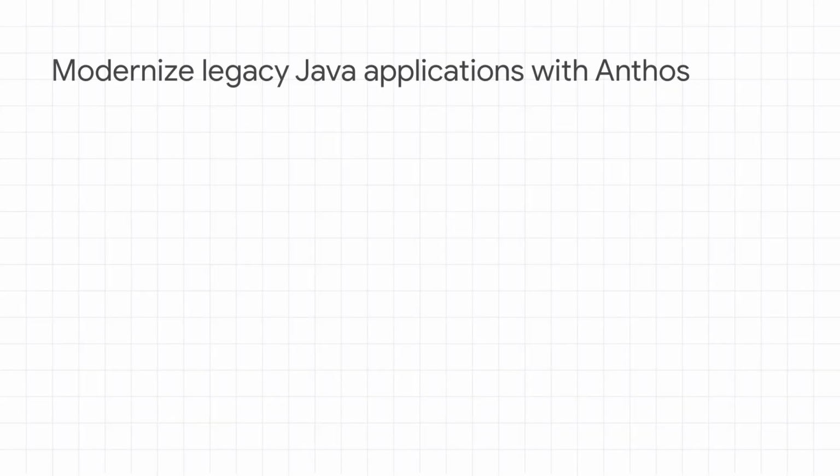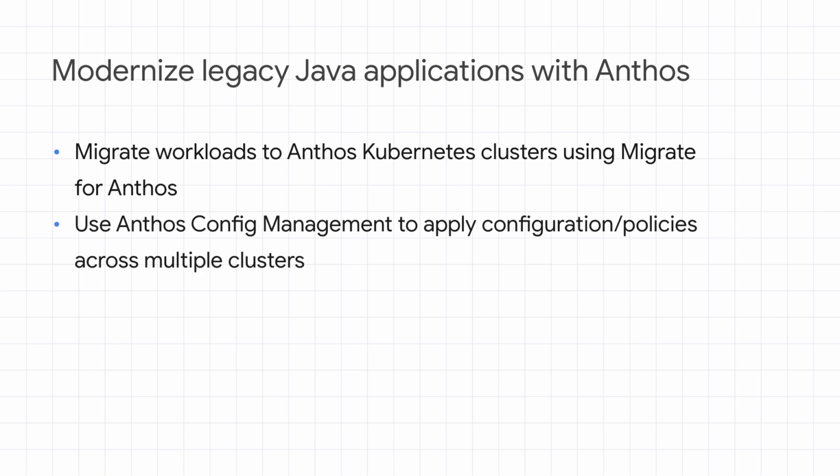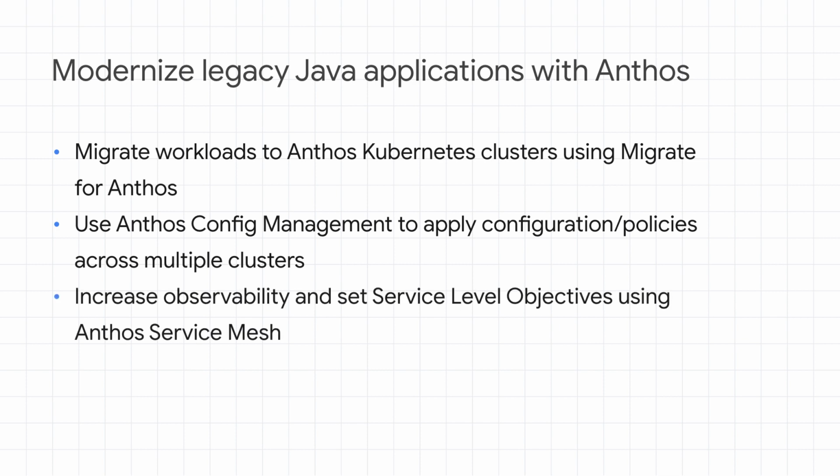So that wraps up our Java application modernization demo with Anthos. In this demo, you saw how a Java Spring application was migrated off of a virtual machine running on VMware to an Anthos Kubernetes cluster running on Google Cloud's Kubernetes Engine. You saw how a Kubernetes network policy or any other configuration or policy file can be synced across multiple clusters in a matter of seconds using Anthos Config Management. And finally, you saw how an operator can use Anthos Service Mesh and the observability metrics it provides to set service level objectives on their containerized services.